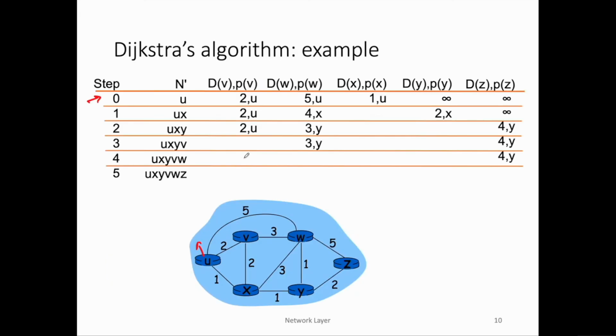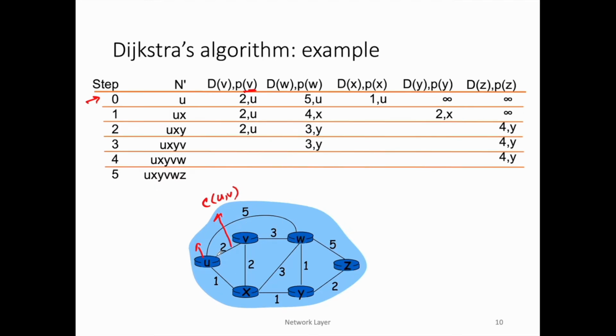We'll see how. Since v is the neighbor of u, the cost is known, the cost from u to v, being the direct neighbor. And what is the cost to reach w? Yes, w is also a direct neighbor of u. The cost to reach w is 5. And which one is the predecessor node? u itself, because w is the direct neighbor of u.